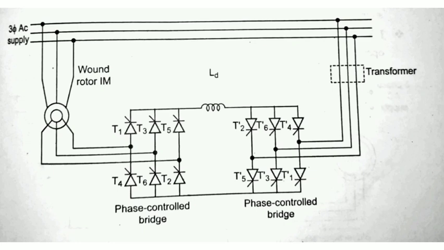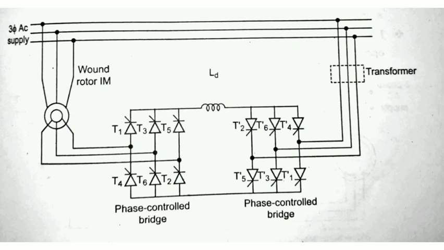Now I am going to talk about subsynchronous speed control. Bridge 1 is operated with a firing angle range of 0 degrees to 90 degrees. It means that bridge 1 works as a rectifier. Bridge 2 is operated with a firing angle range of 90 degrees to 180 degrees. It means that bridge 2 works as an inverter. Now the slip power flows from the rotor circuit to the supply through bridge 1, bridge 2 and the transformer. The transformer steps up the rotor voltage to the level of the AC input supply.